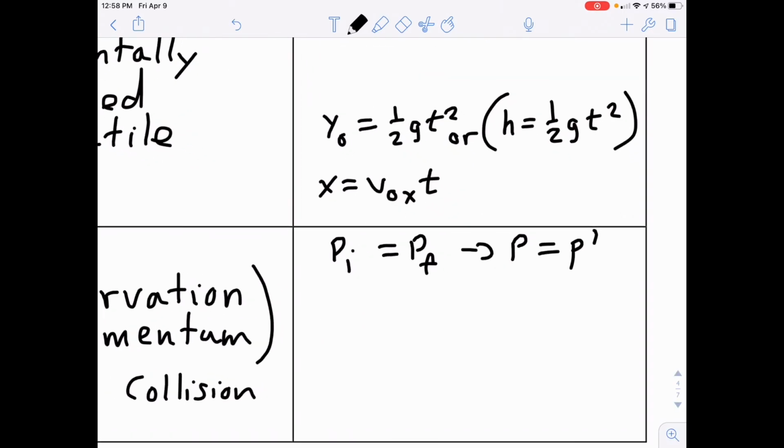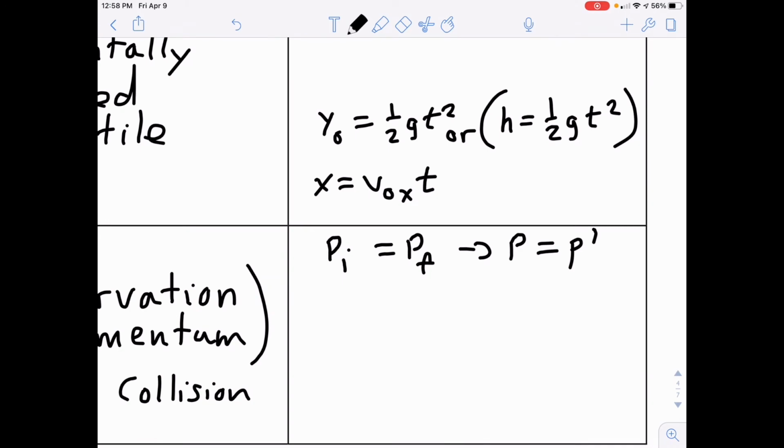Okay, now what does this translate to? It translates into, and this is where you would need to look and see what has momentum before and after collision, the mass and velocity of object 1 plus the mass and velocity of object 2 equals the mass times velocity of object 1 after collision and the mass and velocity of object 2 after collision.